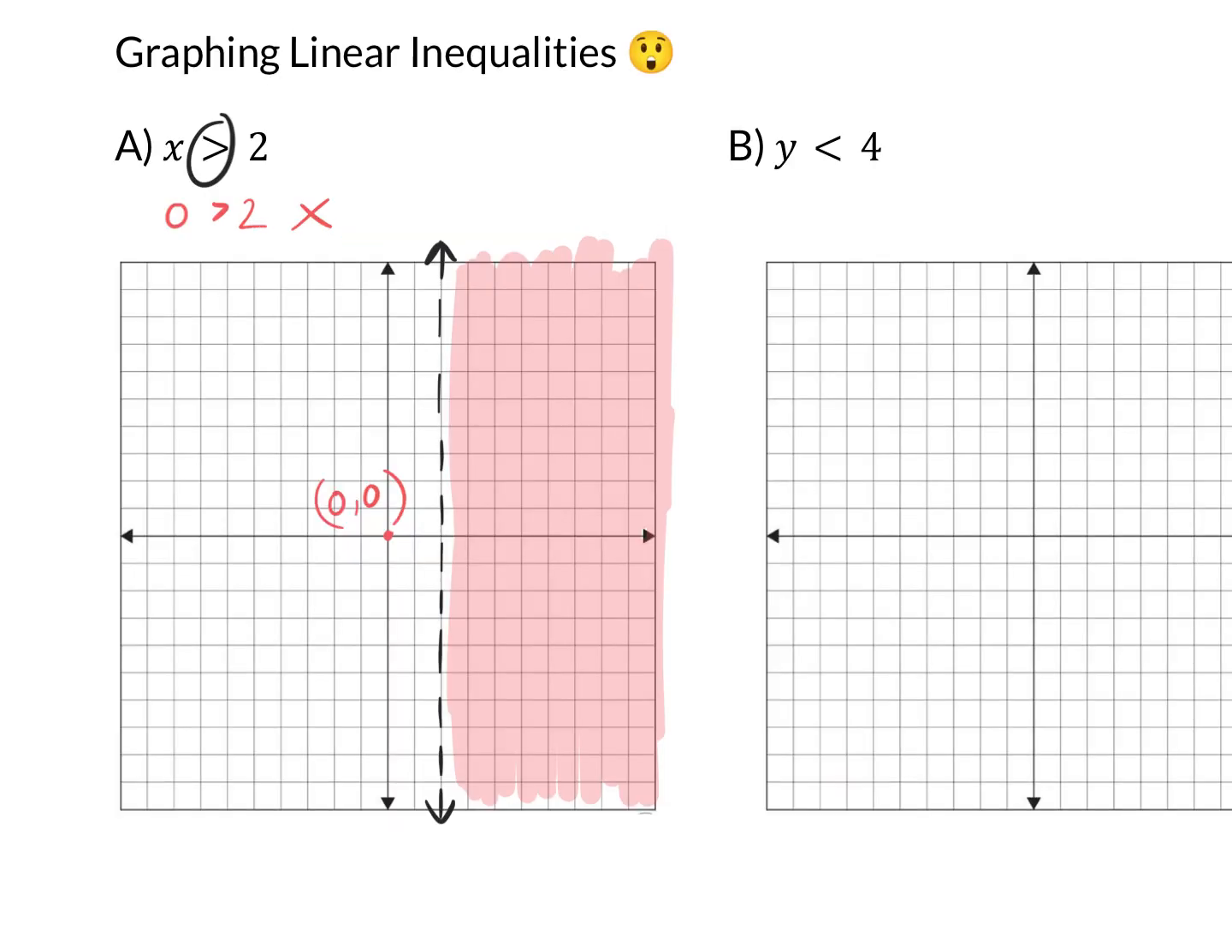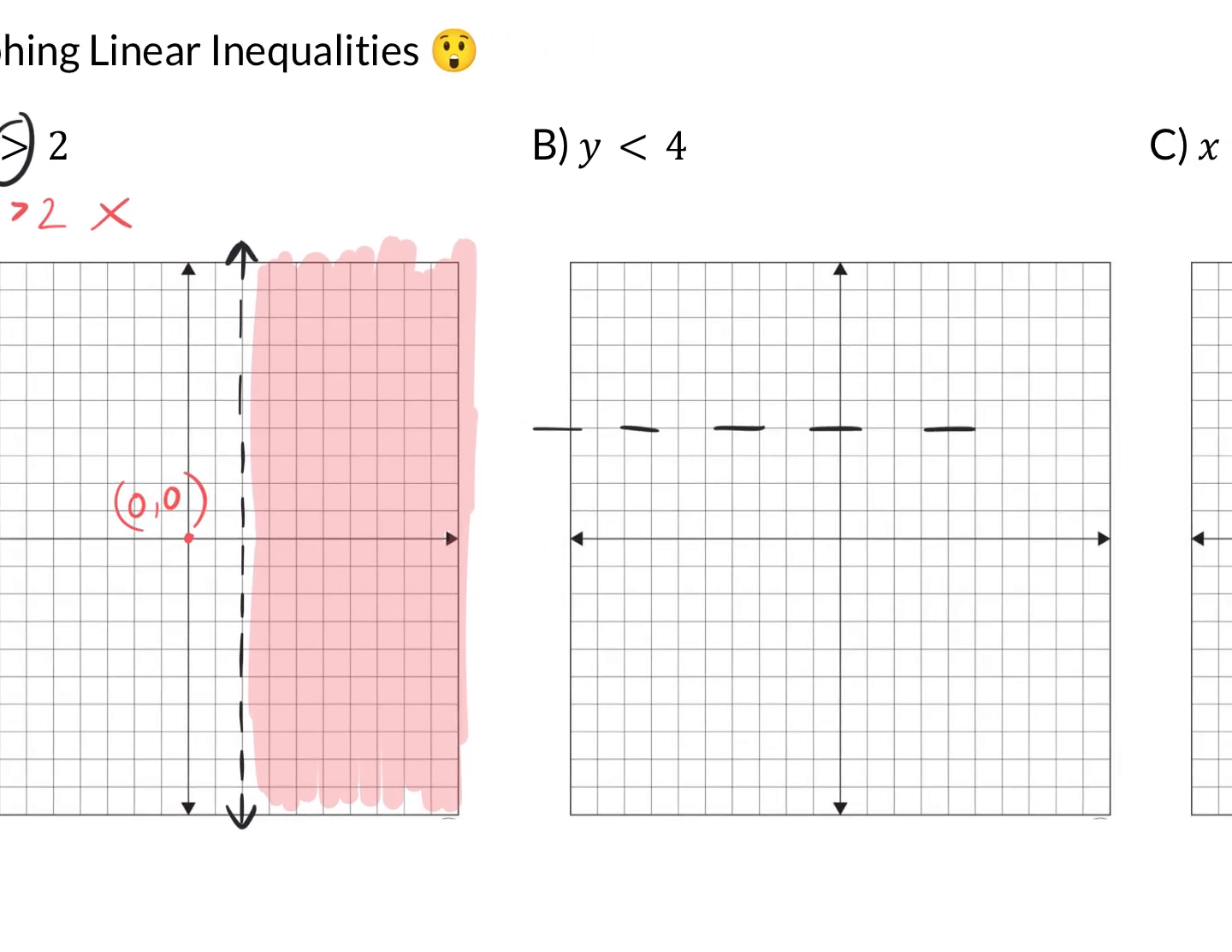Next one here is y is less than 4. So if I have y equals 4, what does that line look like? Horizontal. At 4, we will have a horizontal line. And it is dashed because our symbol is less than, not less than or equal to.